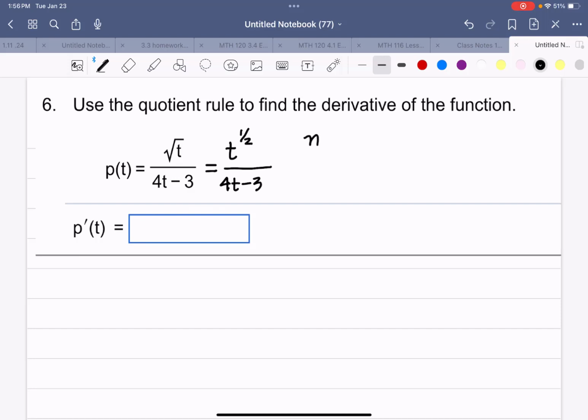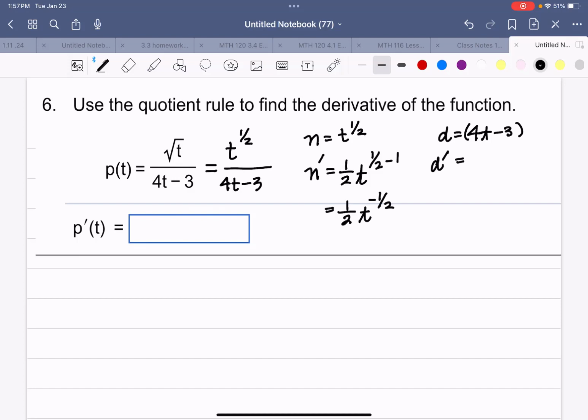So my numerator is t to the 1/2. My numerator's derivative is the power times the base to the power minus 1. That ends up being 1/2 t to the negative 1/2. And we'll deal with that negative 1/2 a little bit later. We're going to leave it like that for now. The denominator's a little easier. 4t minus 3 is a 2-term, so put parentheses around it. Our denominator prime is just 4.